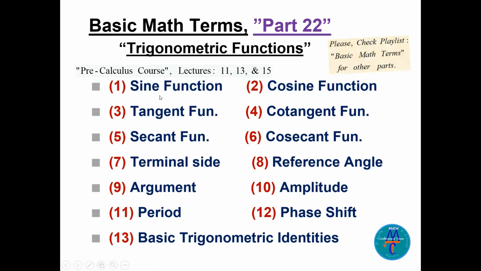So the terms here are sine function, cosine function, tangent, cotangent, secant, and cosecant functions. Terminal side, reference angle, argument, amplitude, period, phase shift, and basic trigonometric identities.